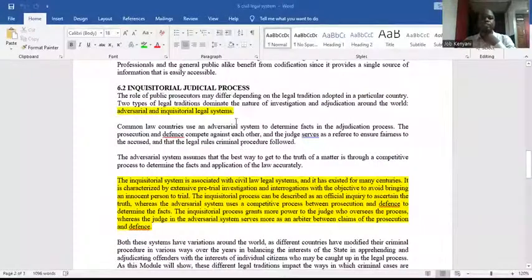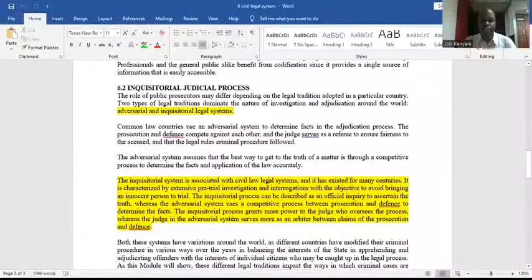So inquisitional judicial process, so what normally happens there? It is associated with the civil law legal system, and it has existed for many centuries. It is characterized by extensive pretrial investigations and interrogations with the objective to avoid bringing an innocent person to trial. The inquisitional process can be described as an official inquiry to ascertain the truth, whereas the adversarial system uses a competitive process between the prosecution and defense to determine the facts.